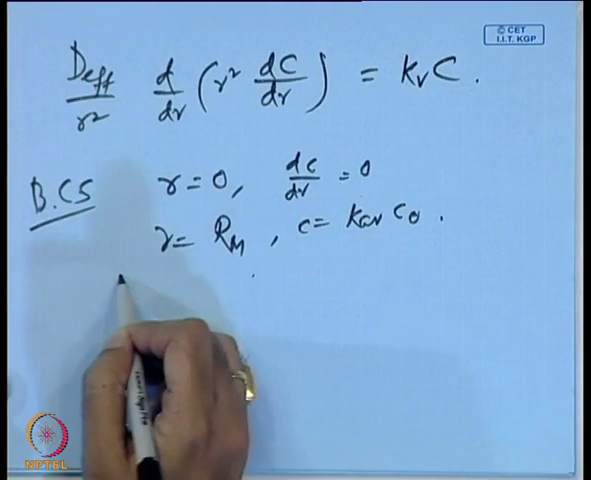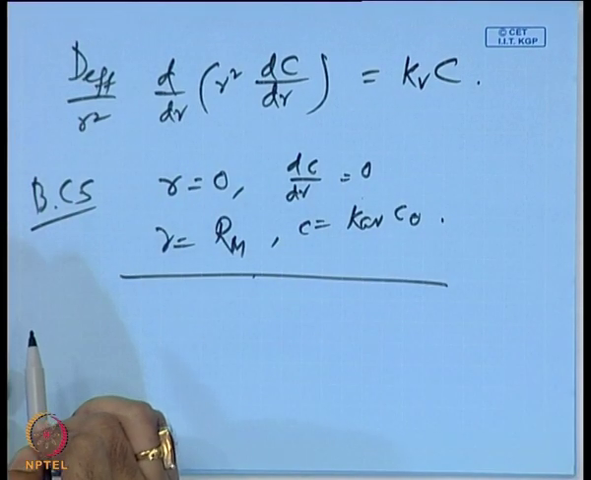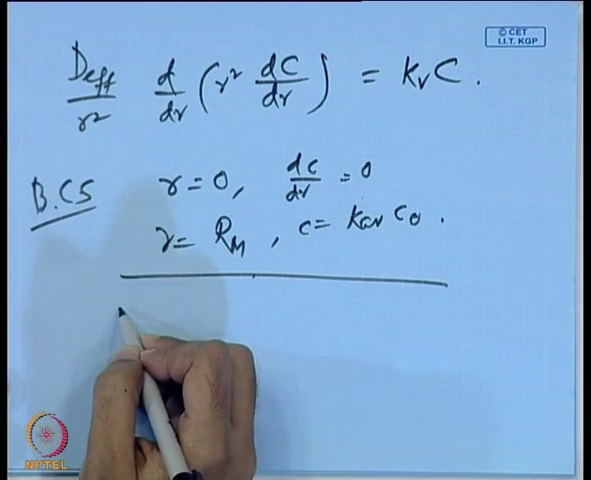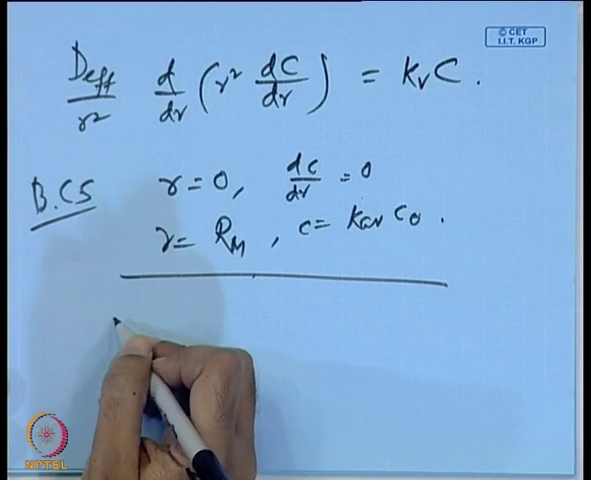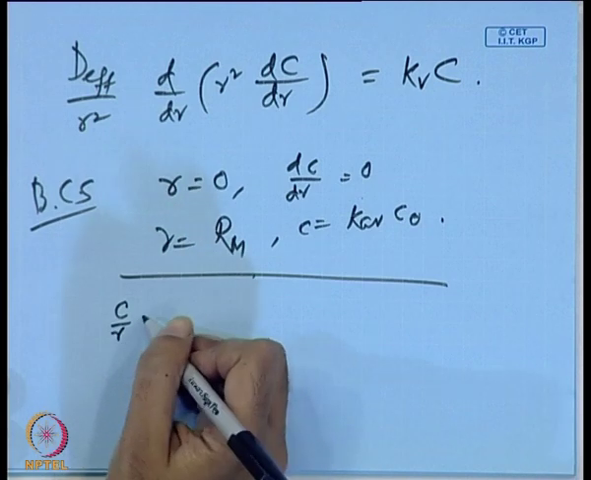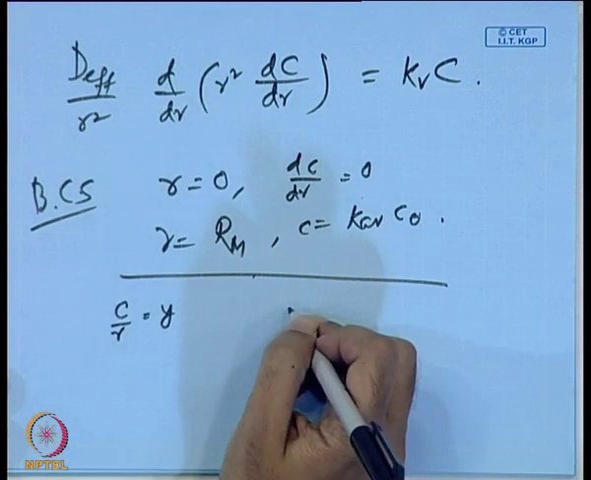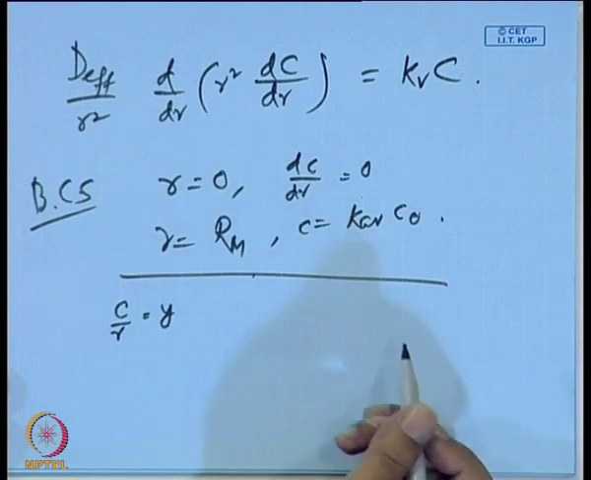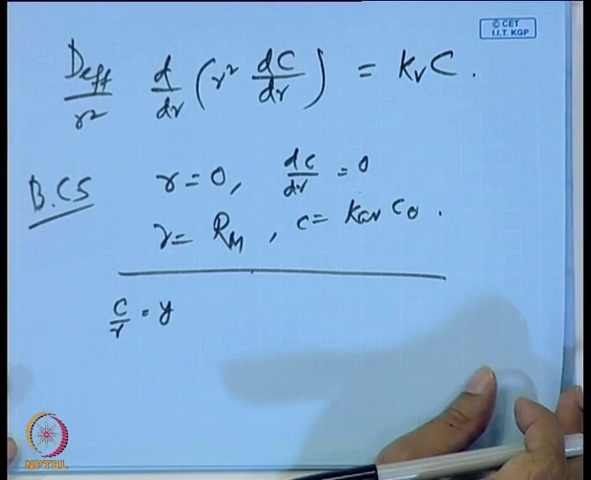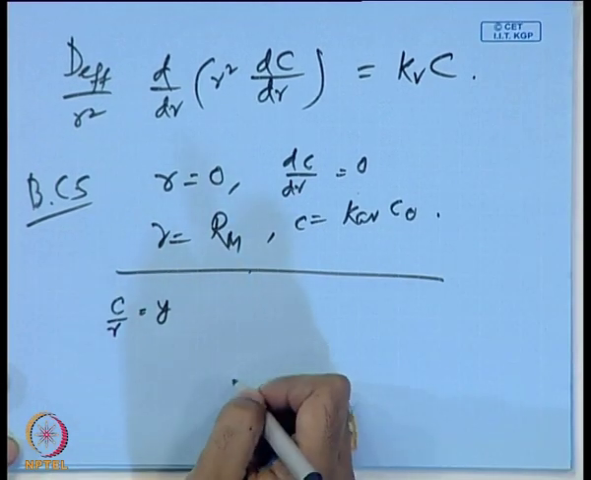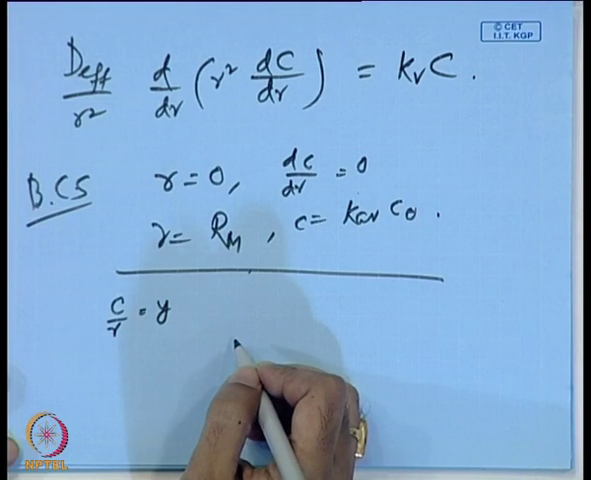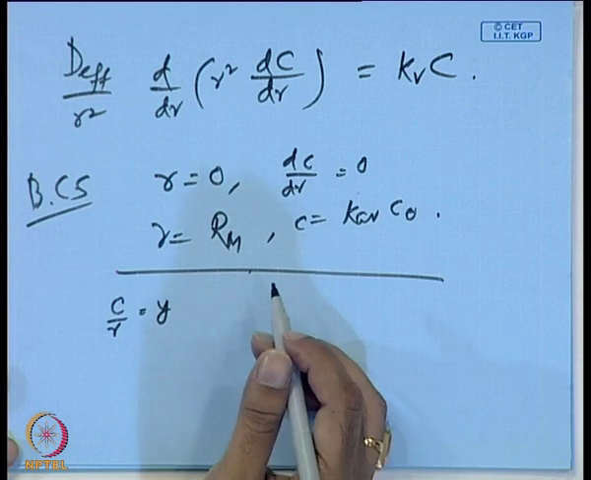So what do you do over here now? C? C times? C by r equals y. Now it should be, yeah, fine. So that's, yeah. So then what? What does it change to? You have done it or not done it? I asked you to do it yesterday.